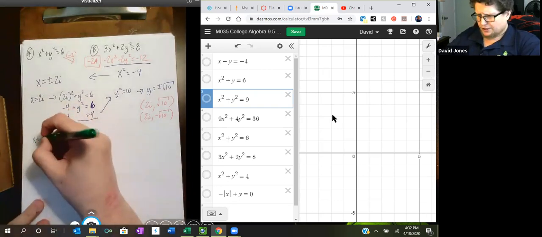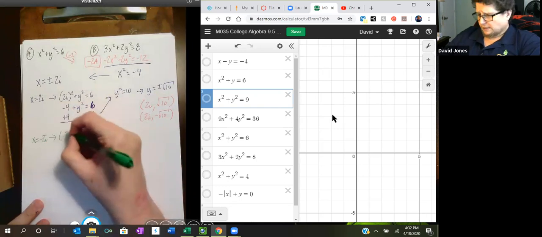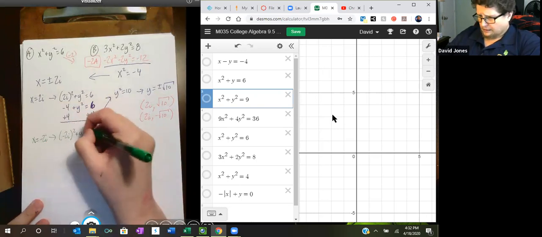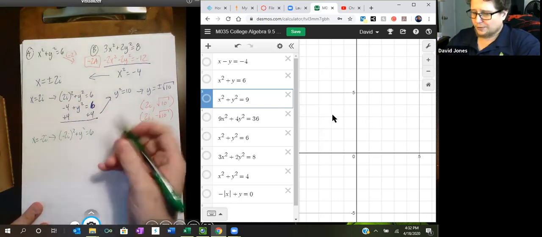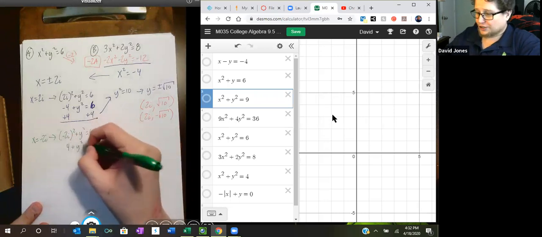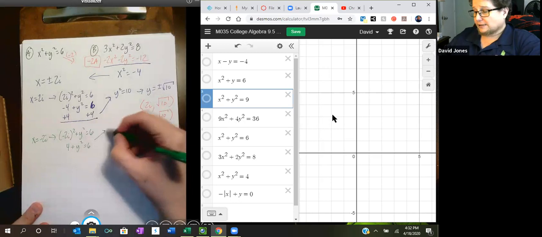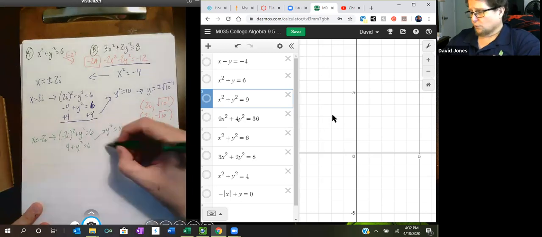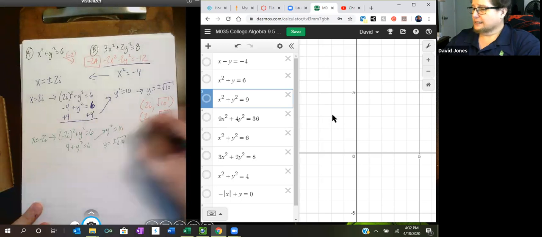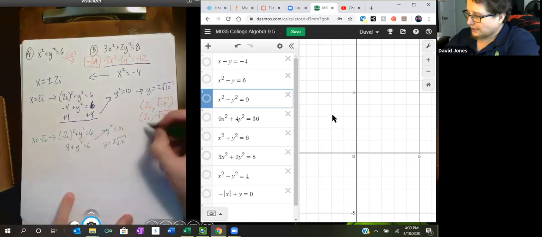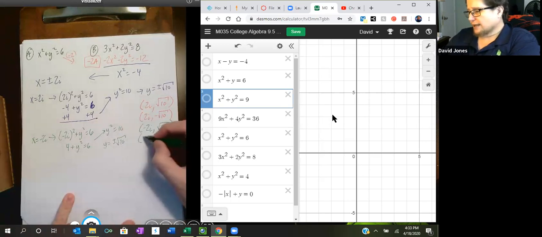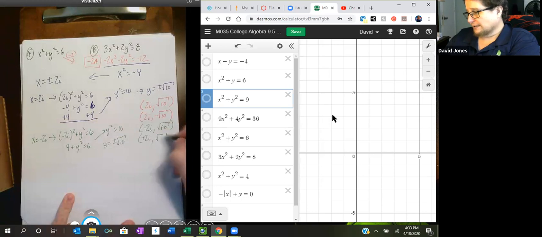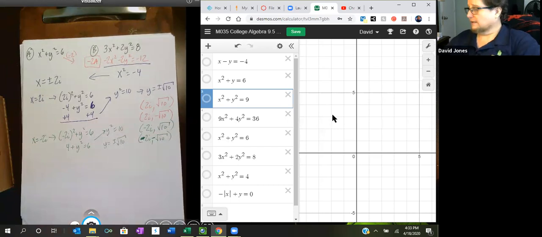And if we plug in -2i, the -2 squared is still 4, i squared is still -1, and this does not change. We just did this. So y equals plus or minus the square root of 10, and we get two more solutions. (-2i, square root of 10), I'm sorry, (-2i, negative square root of 10). There we go. 4 solutions.